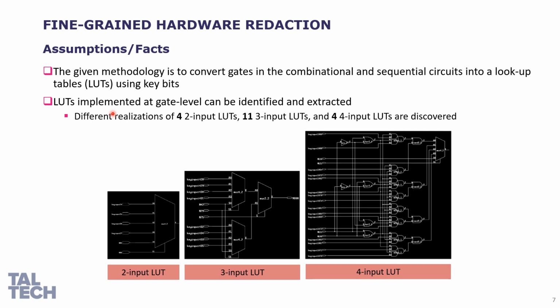So for the example, we can see the architecture of one of the variants for these LUTs. The two input LUT is a simple mux, and the three input LUT is also a simple mux, which consists of three different muxes. And then a little bit more complex architecture is the four input LUT, which consists of a mux and different types of gates.